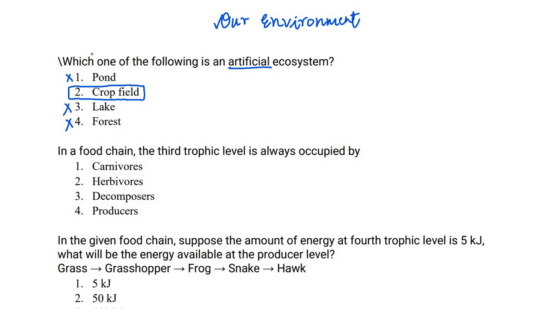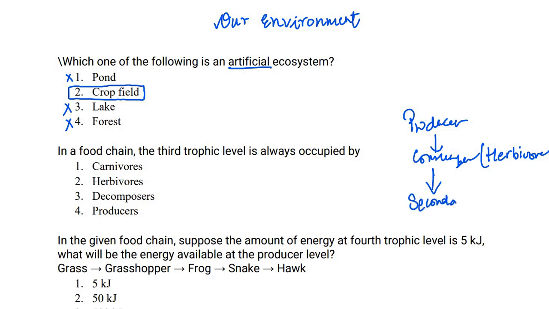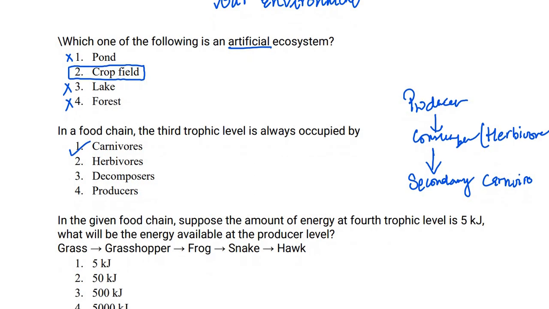Secondly, it says in a food chain, the third trophic level is always occupied by. So first we know as a producer, second we know as a consumer, and consumer में कौन आता है? It must be a herbivore. Herbivore के बाद who will consume the consumer? It would be a secondary consumer, and a secondary consumer is always a carnivore. So the first option, carnivore, would be the answer for your second part.